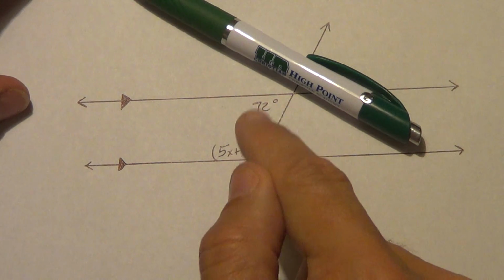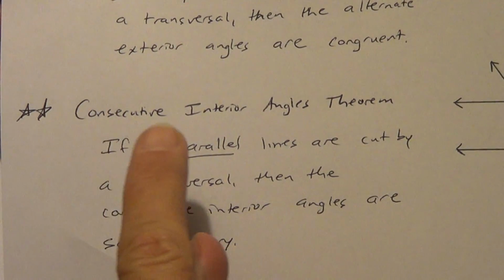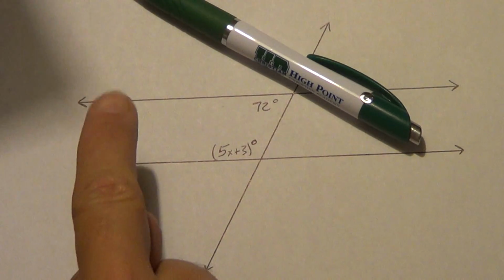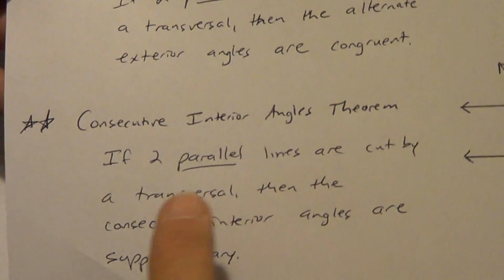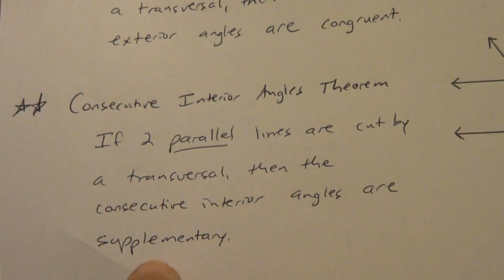All right, now, we've got parallel lines. What do we know about these two angles? Okay, well, they're not corresponding. They're definitely not exterior, so they've got to be some kind of interior. Are they alternate interior, opposite sides of the transversal? No. So they must be consecutive interior, same side of the transversal. Let's go back to our theorem. What did our theorem say? Consecutive interior angles theorem: if parallel lines, and do we have parallel lines? Yes. Are cut by a transversal, then the consecutive interior angles are, there's our key word, supplementary.